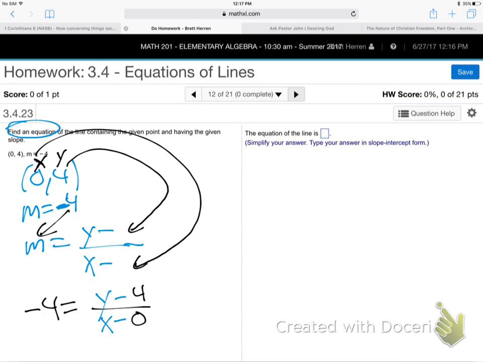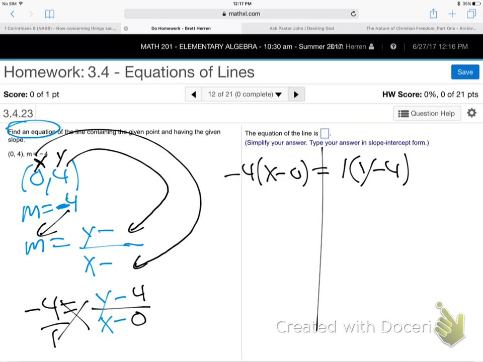So, if you didn't make that great observation like me, then you got to put this over 1, go diagonal, diagonal. Right? That good so far? So, it's going to be -4 times x minus 0 and 1 times y minus 4. Good. Distribute. What's -4 times 0? 0.